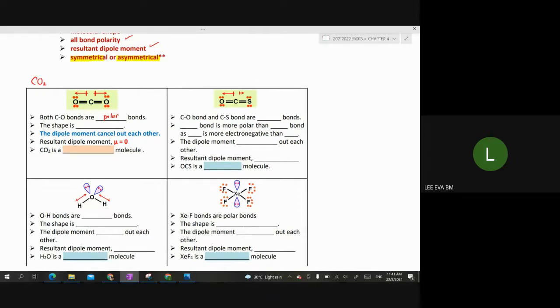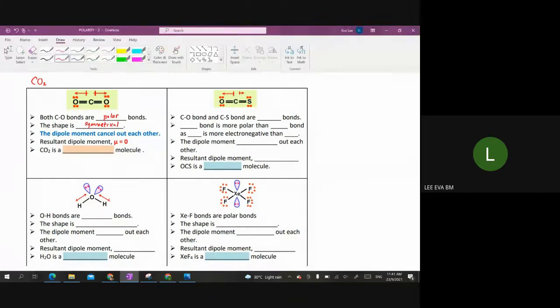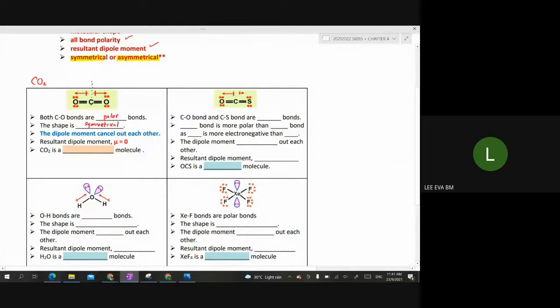Okay, so for this shape, it is symmetrical. So when you look at the shape over here, you can see, oh, it looks like a mirror. On the left, on the right, is the same shape. Okay, so therefore this shape is symmetrical. Maksudnya dia sama lah kiri kanan dia.